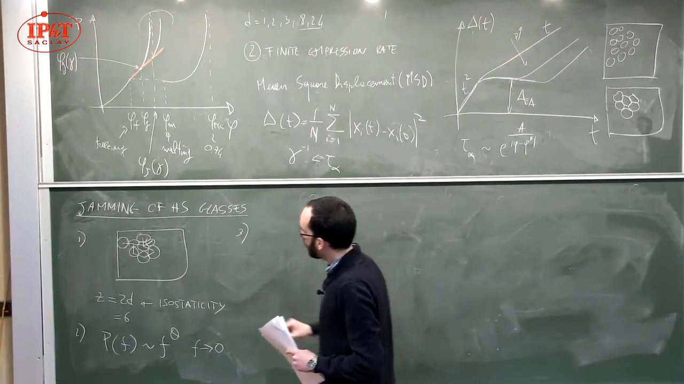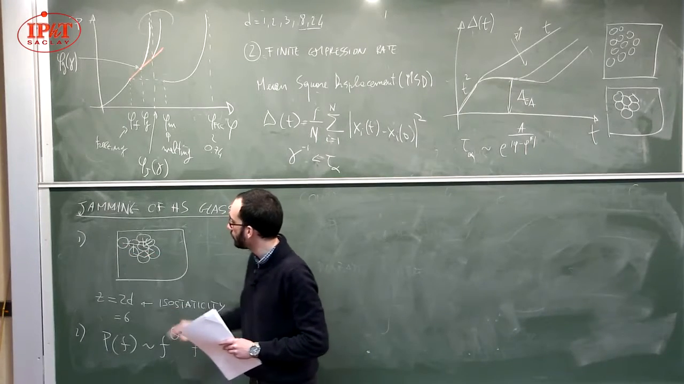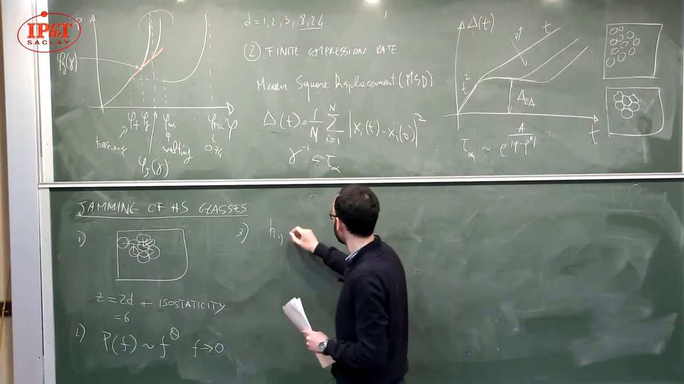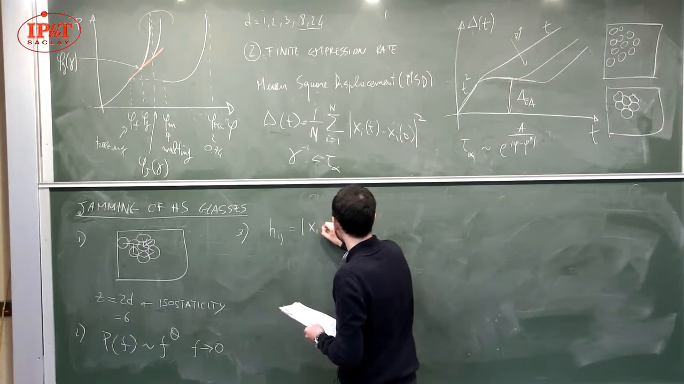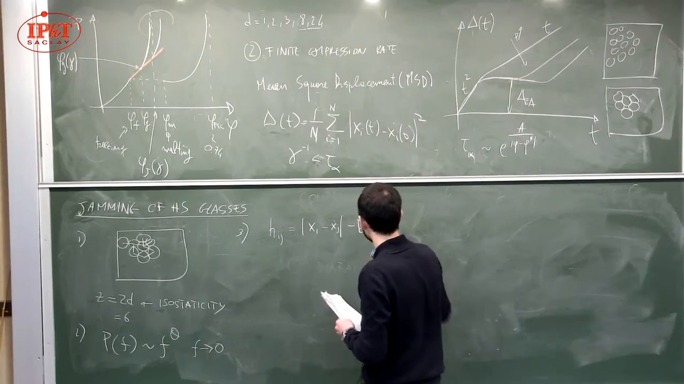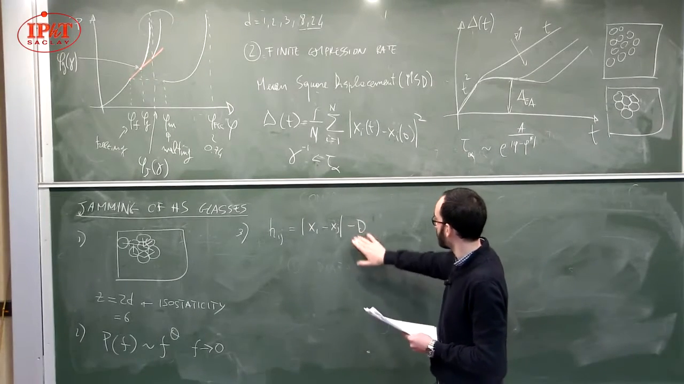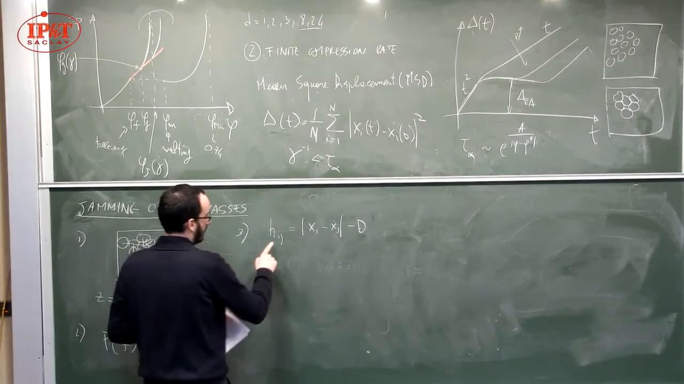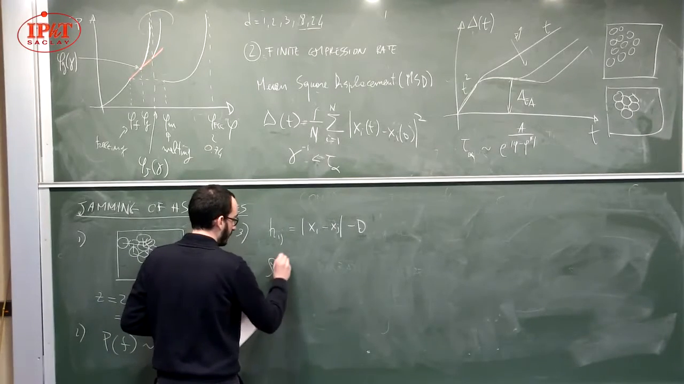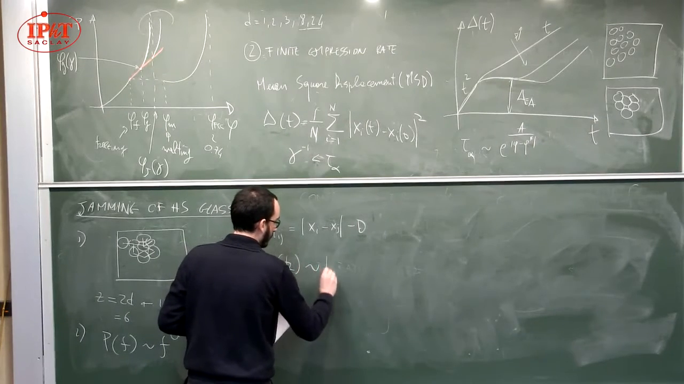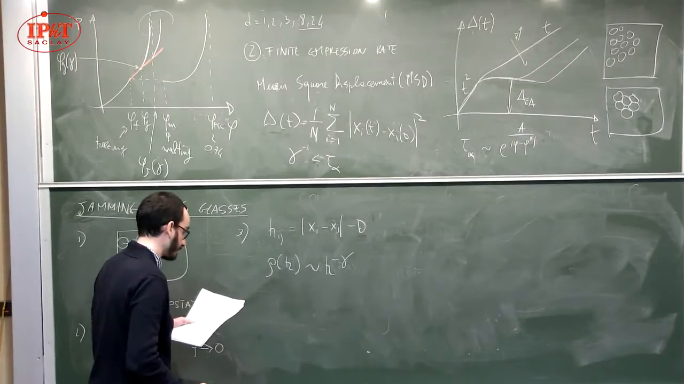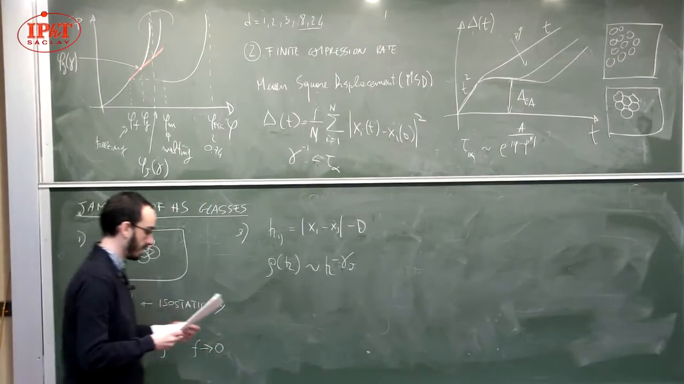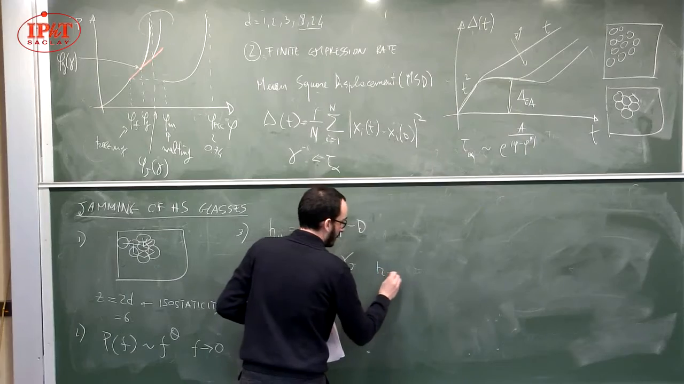The other observable that you can look at is the distribution of small gaps between spheres that are not in contact. You define a gap between two spheres, i and j, as just |xi minus xj| minus the diameter. If I have a monodisperse system, this is just the diameter of the sphere. And of course, you can plot the distribution of these gaps, and you discover that the distribution of h for small h has a power law behavior with another critical exponent, gamma. So this is for small gaps.